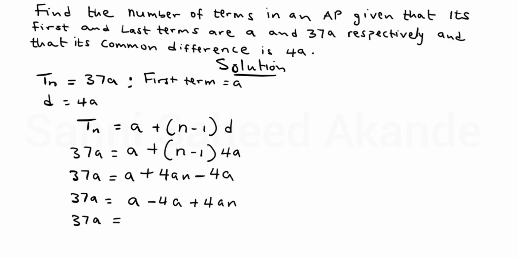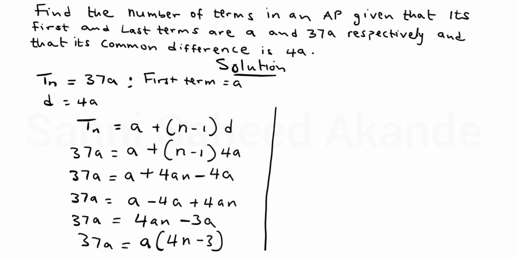But permit me to write this 4an first, then minus 3a. Okay, so 37a is equal to, a is common here, I will factor it out: a, then open bracket 4n minus 3. Understood? So when you divide both sides by a, this a will cancel this a. We now have 37 equal to 4n minus 3.